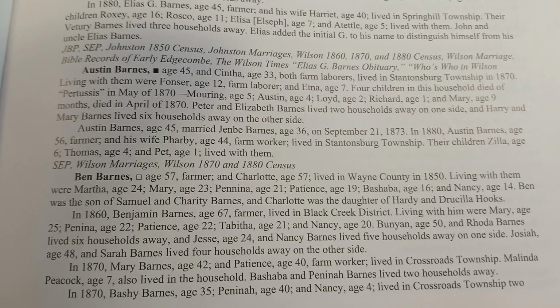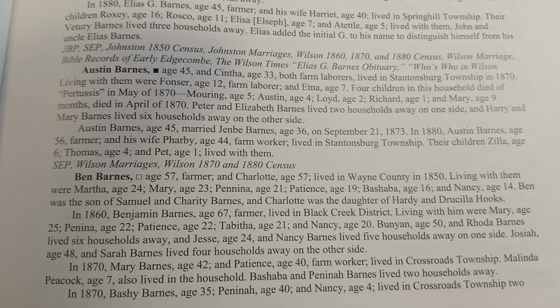So this is a sample, this is part of a page from the book, and you're looking up Barnes's. Now, if you look at Ben Barnes, you'll see a little square that's open. That lets you know the family is Caucasian. If you look up and you see Austin Barnes, you'll see the little square is filled in. That lets you know it's an African American line.